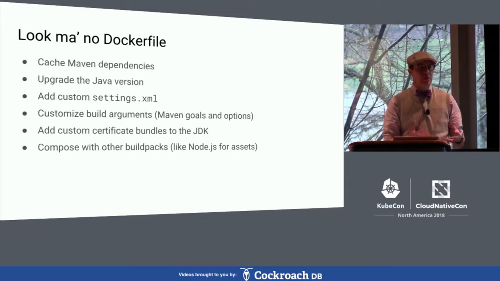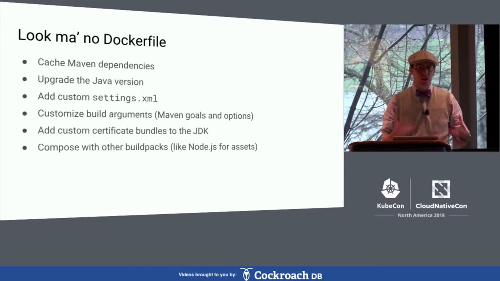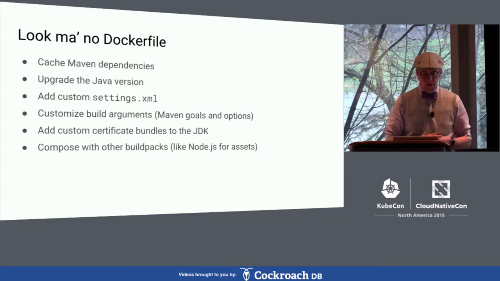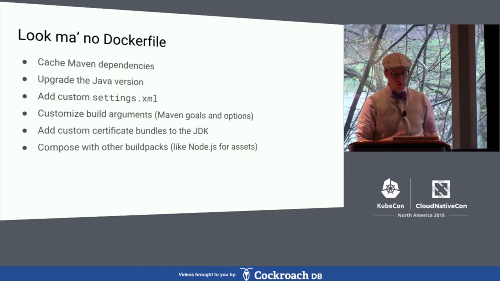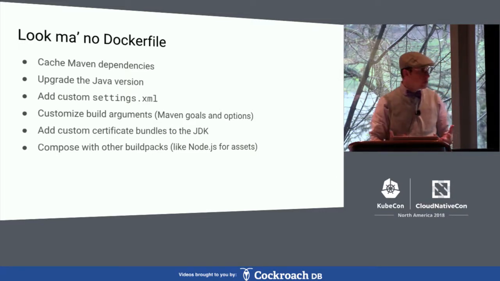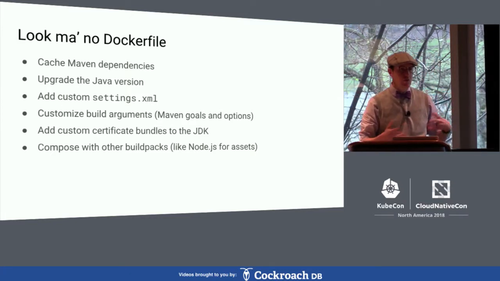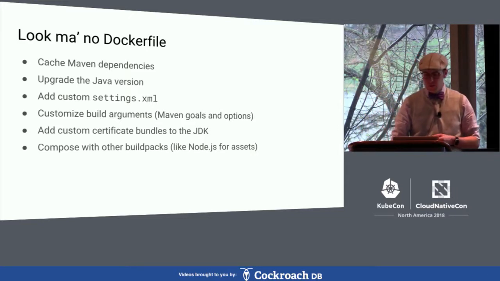So even though buildpacks are opinionated and have defaults for how they expect things to work, you can still customize them to make them work the way you need to. You can also customize the JDK if you need to add certificate bundles. And then finally, and most important, you can compose that Java buildpack with other buildpacks to create a build pipeline to perform other jobs. For example, you might add Node.js to prepare your JavaScript assets for production.